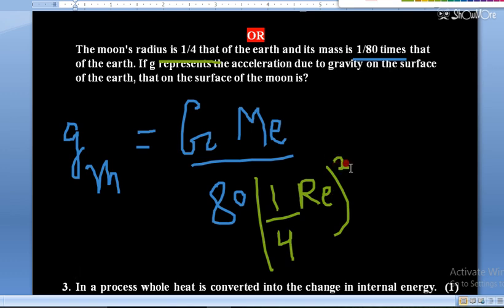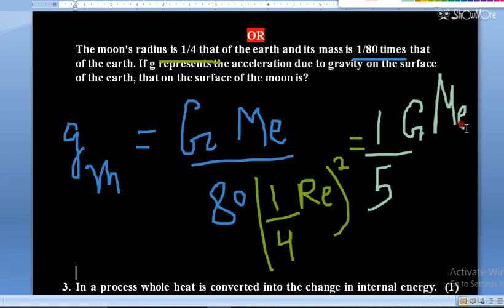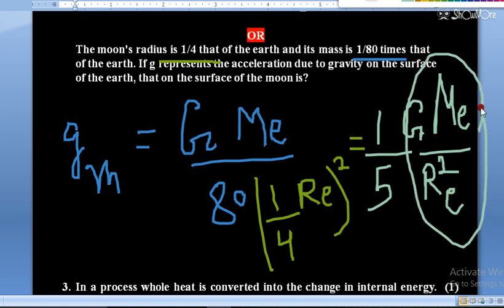When you solve it, you will get 1 by 5 times G into ME by RE square. So this is the acceleration due to gravity on earth. G into ME by RE square, this whole expression is giving me GE, which is acceleration due to gravity on earth.